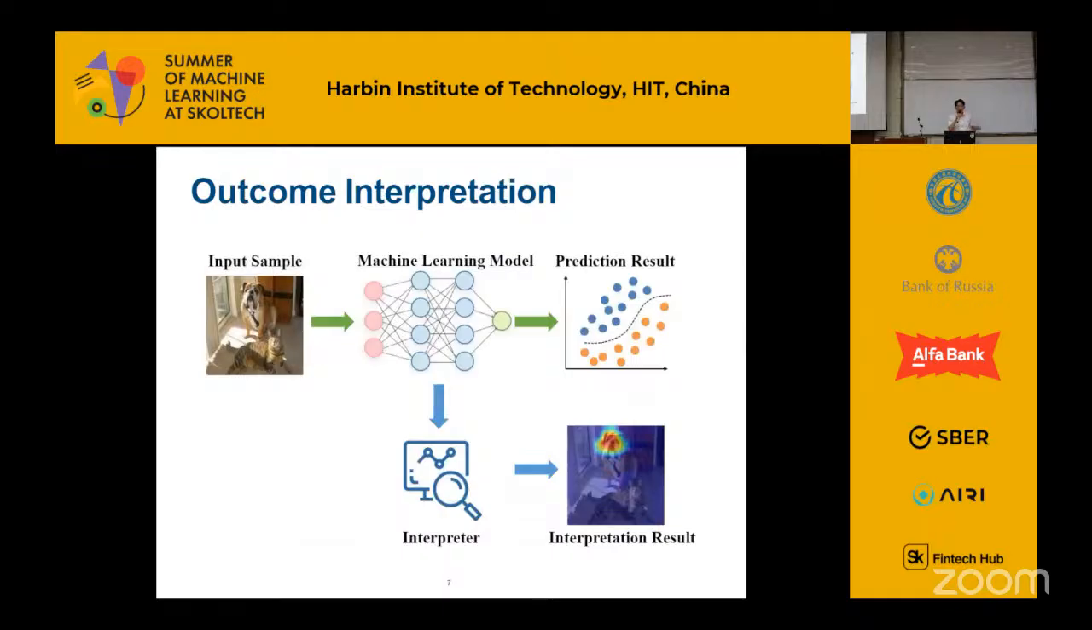This is a diagram describing how the outcome interpretation takes place. As we can see, there's a dog in the image, and a classifier wants to tell us whether there's really a dog in the image. The input sample passes through the machine learning model and gets the prediction results, and the middle layer parameters are taken out by the interpreter and used to compute the final interpretation results.